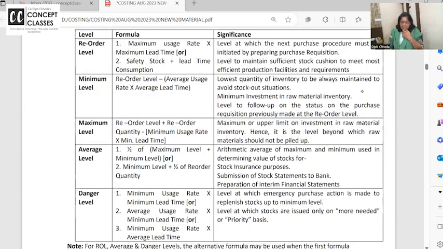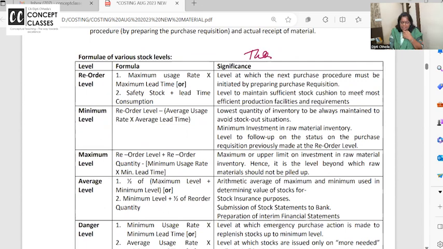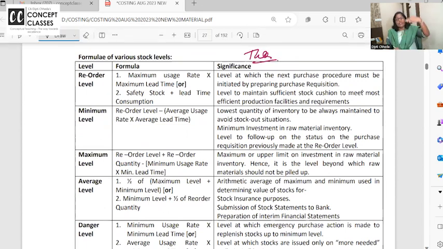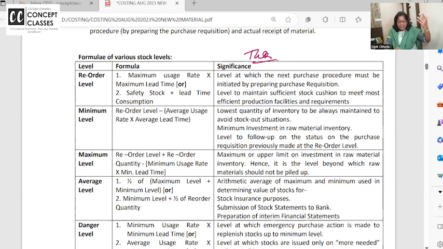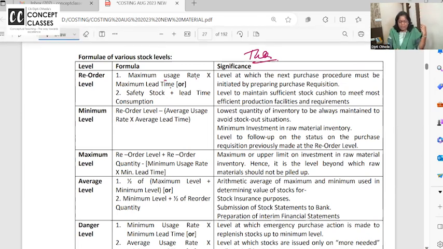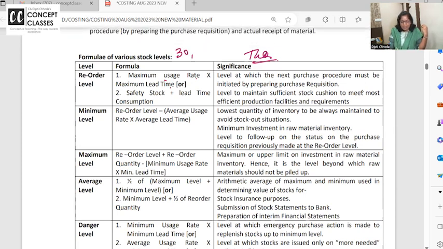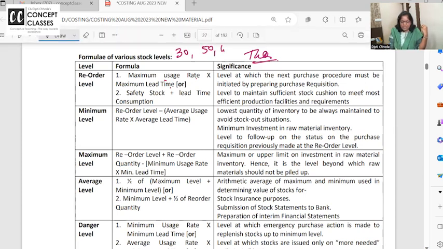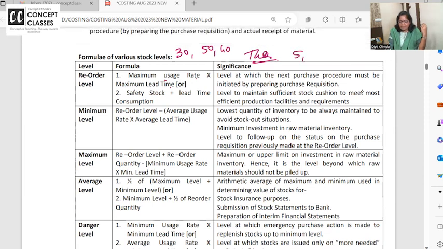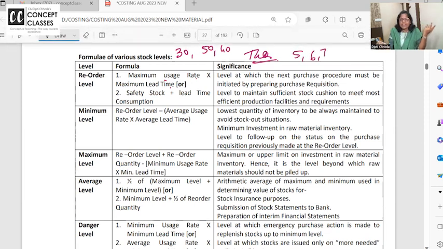Stock levels, this significance is also asked as theory questions. Reorder level: kab order dena hai? Maximum usage into maximum lead time. What is maximum usage? I am daily using 30 units, but sometimes I may use 50, average 40. 5 days में आता है, कभी 7 दिन भी लगते हैं, average 6 days.